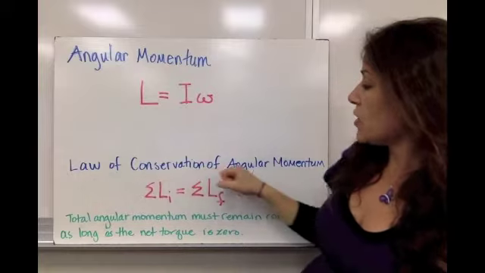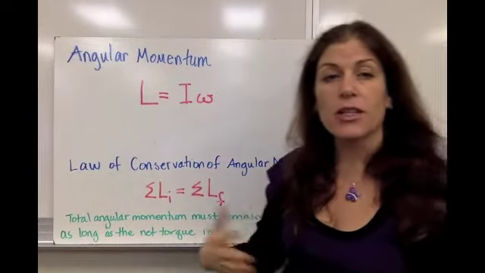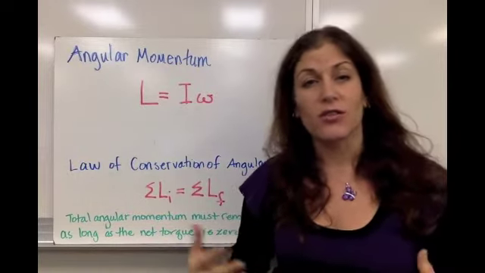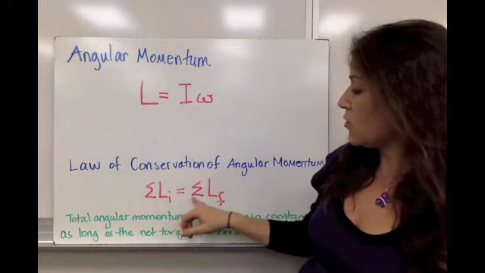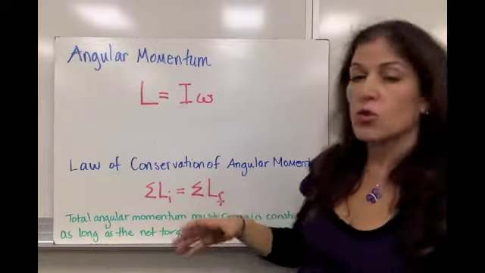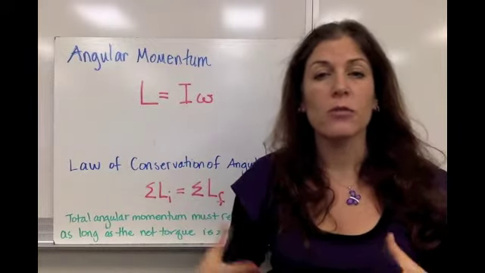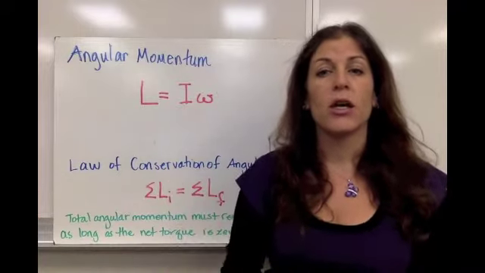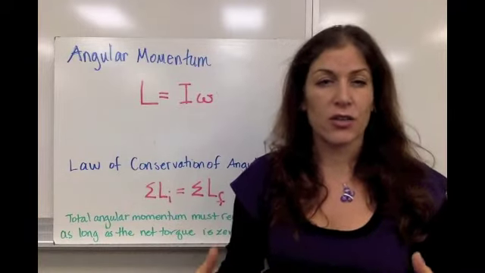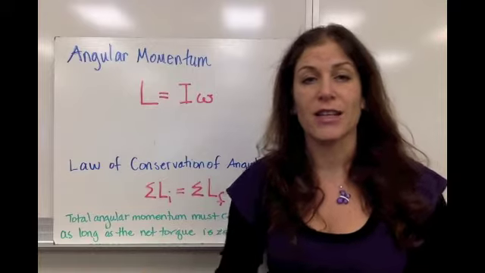The law of conservation of angular momentum has the same exact structure as the law of conservation of linear momentum, right? The net initial momentum equals the net final momentum. So what that says is the total angular momentum must remain constant throughout an object's motion as long as there's no net external torque acting on the system.